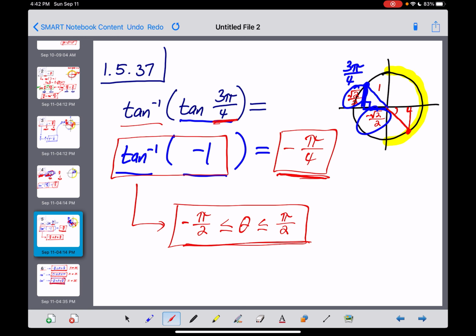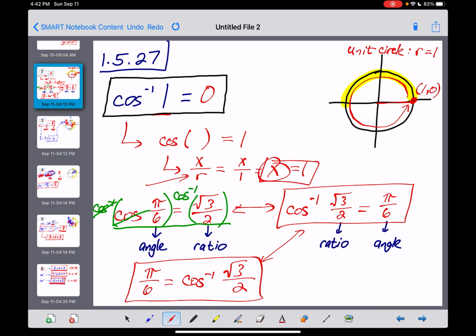So that's kind of a nutshell explanation right there about inverse trig functions. Hopefully that makes a little bit of sense.